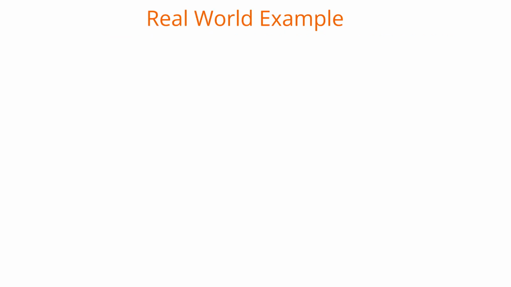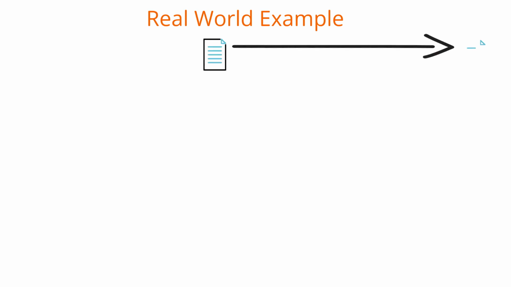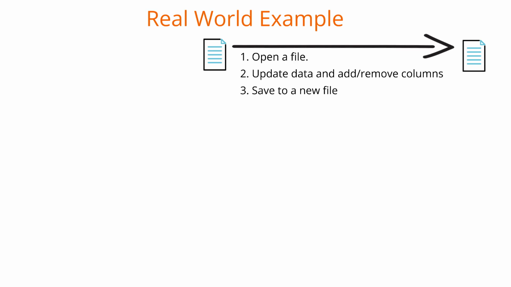Let's move on to a slightly more complex real-world example. When you're working with CSV files, you'll often find yourself needing to open an existing CSV file, modify or parse the data in some way, and then write a new updated file with the changes you made. For this, a good rule of thumb is to leave the original file as is, while saving your updates to a new file. That way your source data remains intact.